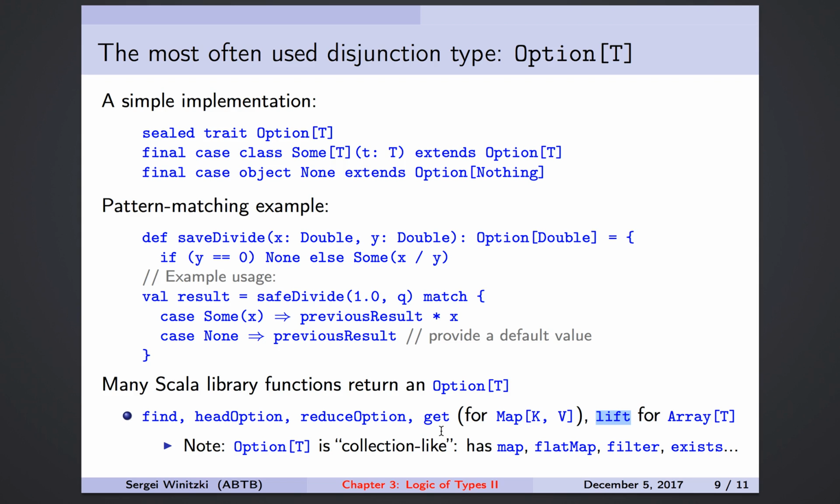And the final note is that Option has many functions or methods defined on it. In a sense, Option is like a collection. It's like Sequence of T. So Option of T is very much like Sequence of T in terms of what you can do with it. You see, with a sequence you cannot do this match because a sequence is not a disjunction between None and Some. But a sequence has map, flatMap, filter, exists, and so on. All of this is also defined on an Option.